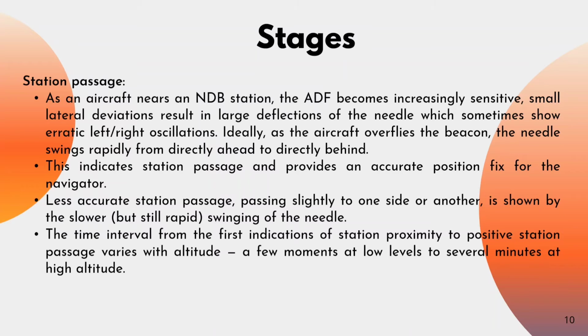Less accurate station passage, passing slightly to one side or the other, is shown by the slower but still rapid swinging of the needle. The time interval from the first indication of the station proximity to positive station passage varies with altitude, a few moments at low levels to several minutes at high altitude.